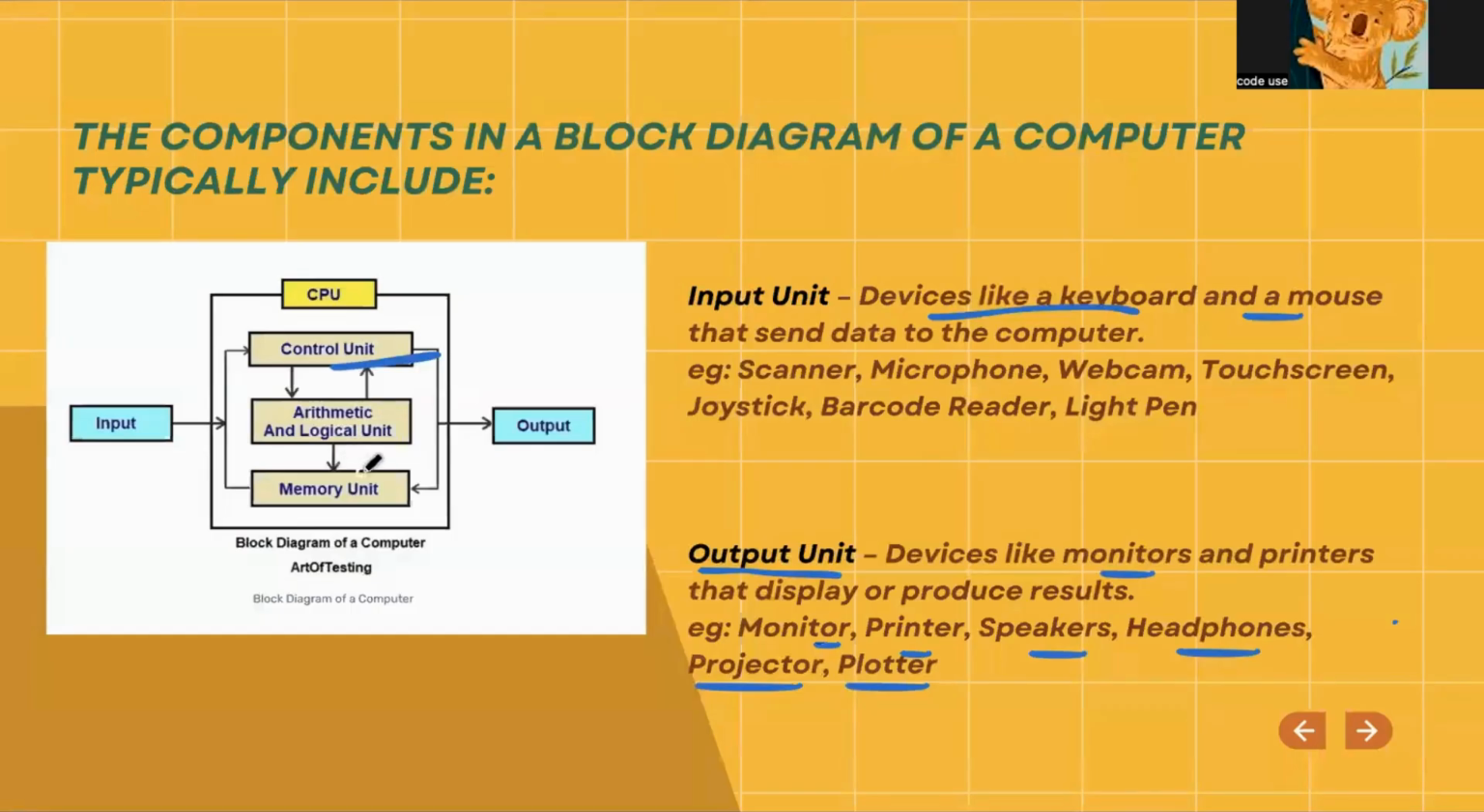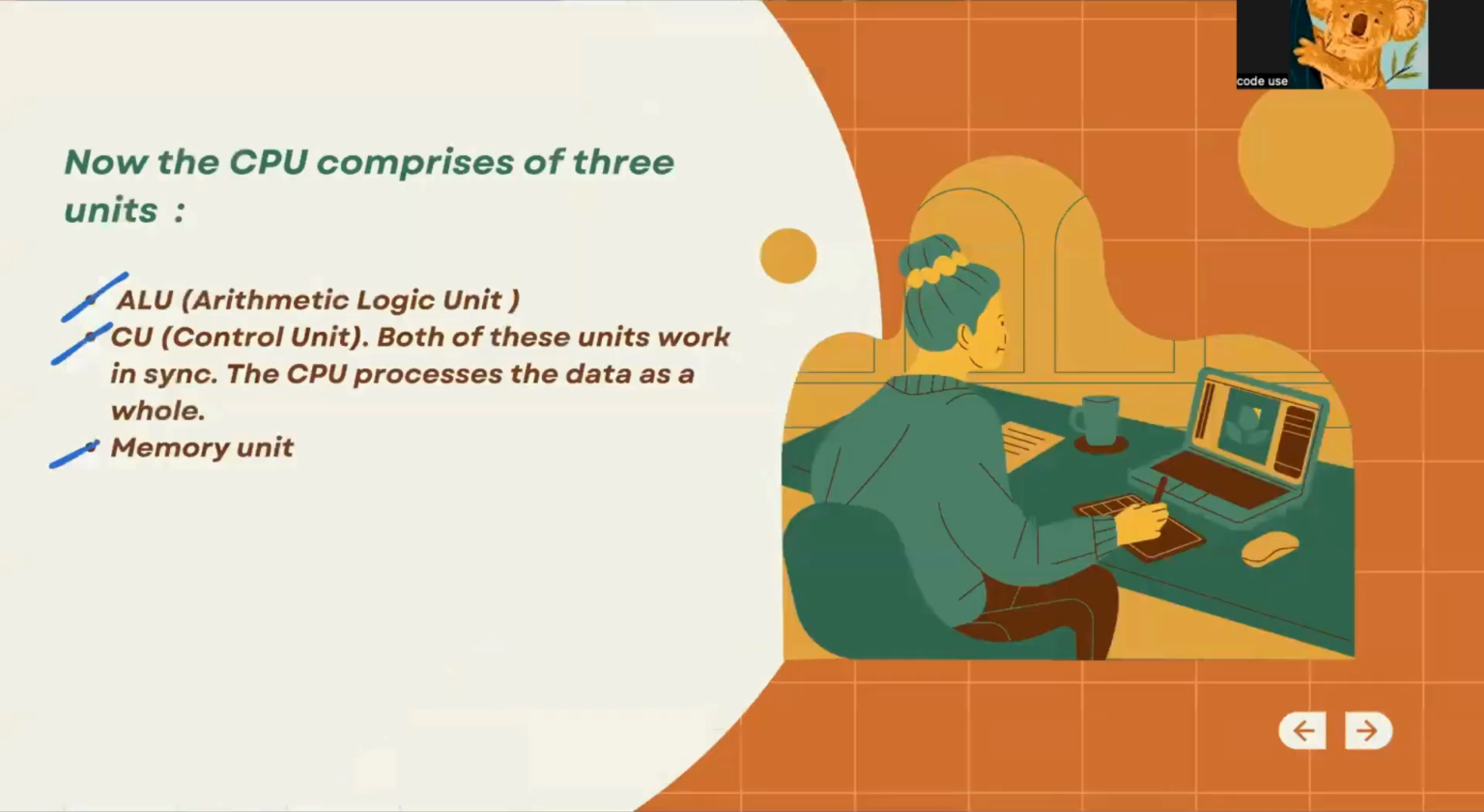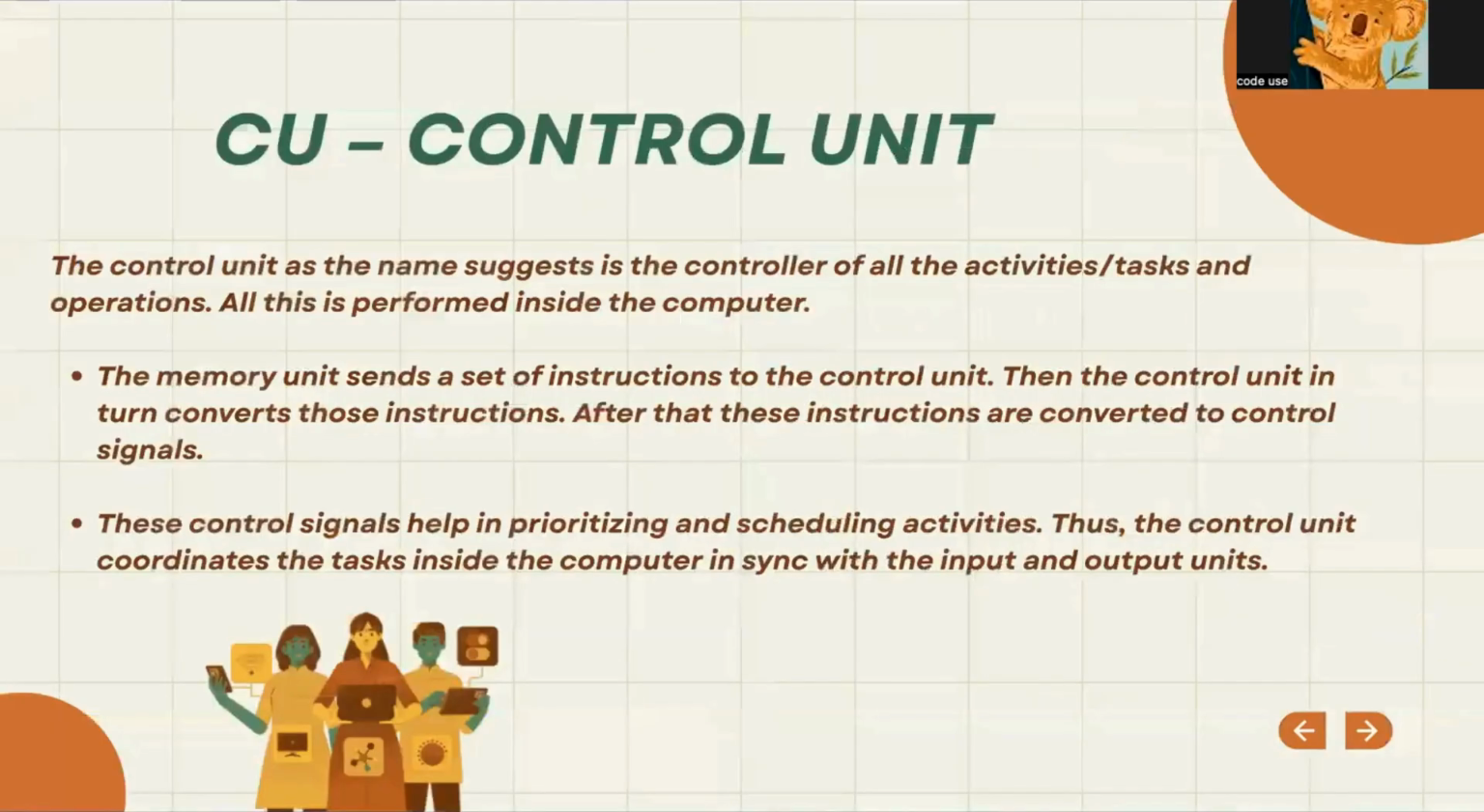So this memory unit will send the data to the control unit. What this control unit will do, it will send back to the memory unit. Okay, and it also sends to the arithmetic unit. I suggest you learn this diagram and look into the concept. You will understand it more clearly.